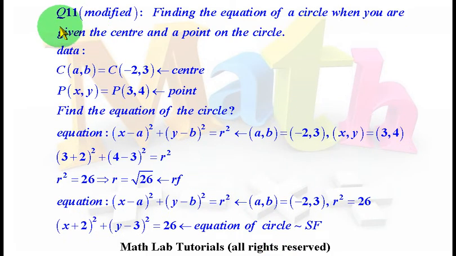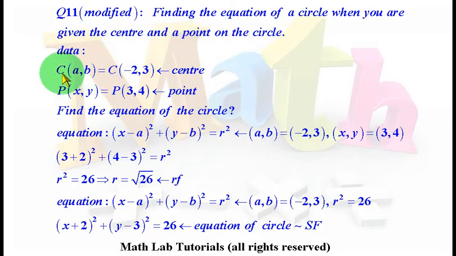We next turn to question 11, and it says finding the equation of a circle when you are given the center and a point on the circle. So if we're given the center of the circle and any other point on the circle, what is the equation of the circle? That's what we're trying to find out.